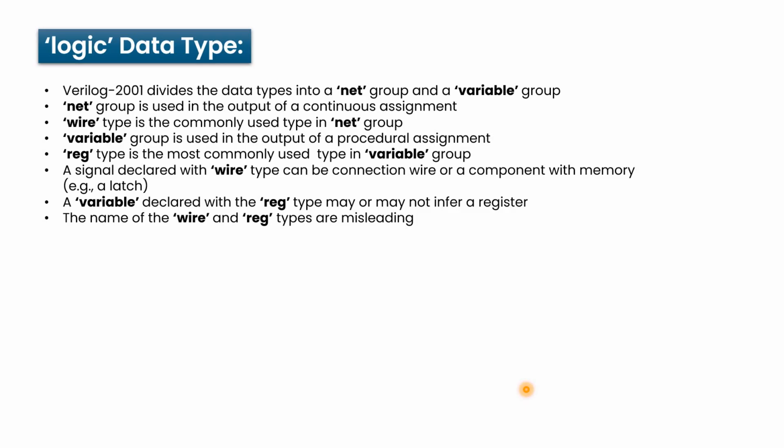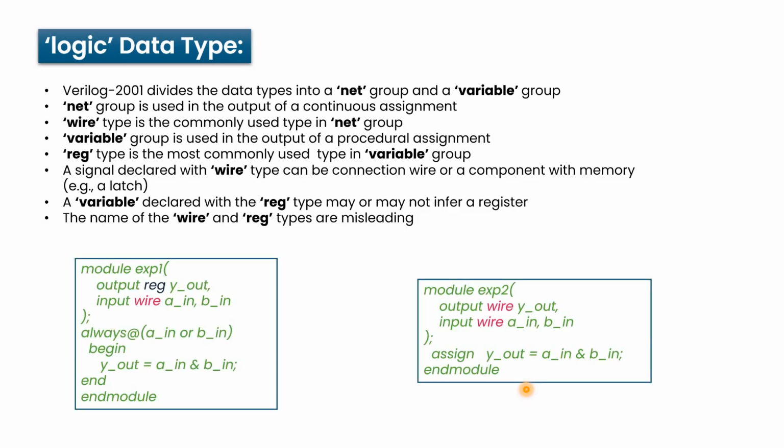So having the wire and register data types in Verilog was causing a kind of ambiguity, and this has been solved in SystemVerilog using the logic data type. Now let's have a look at this simple example. In module experiment 1, we are realizing an AND gate, a_in and b_in. And here we are using a procedural block to realize this AND gate. And when we use a procedural block to realize the AND gate, our left hand side variable in the procedural block always has to be a reg type.